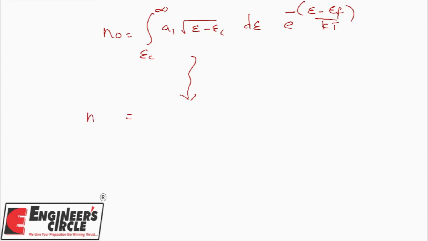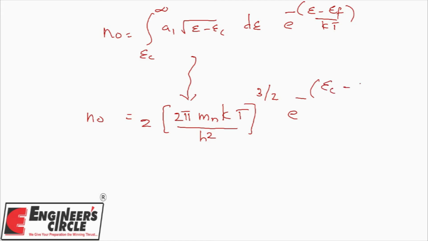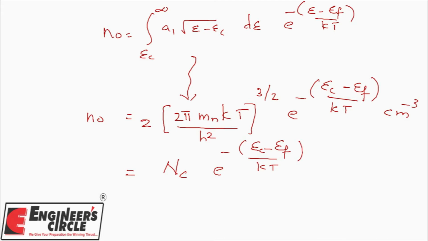So after substituting this value, N0 is given by 2 times (2 pi mn kT divided by h squared) raised to 3 by 2, e power minus (EC minus EF) divided by kT, per centimeter cubed. This is the answer we are going to get. So this is the concentration of carriers. In that, the first term is a constant, so we abbreviate this as NC, e power minus (EC minus EF) divided by kT, per centimeter cubed. This is the electron concentration in the conduction band.